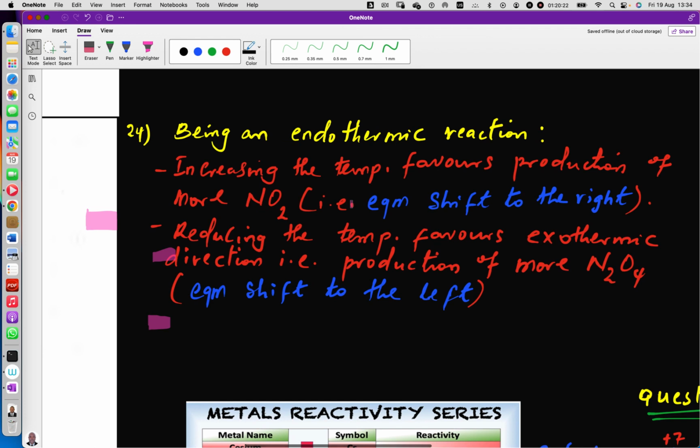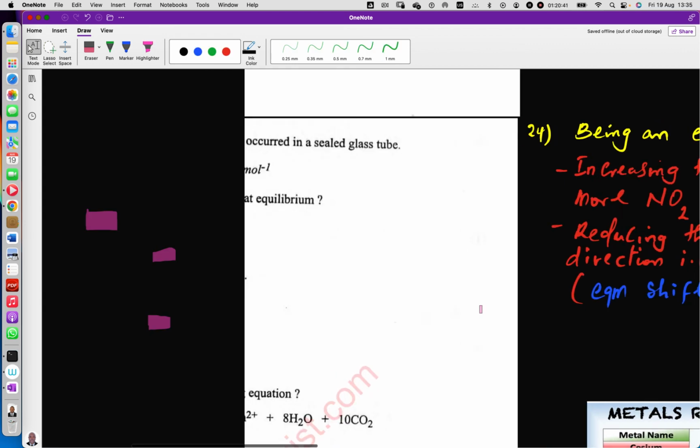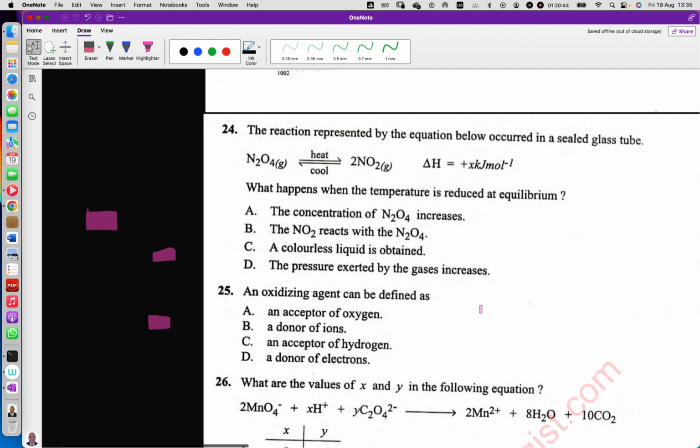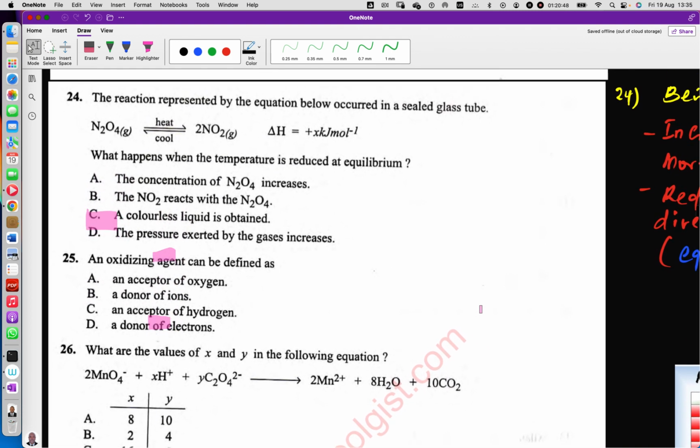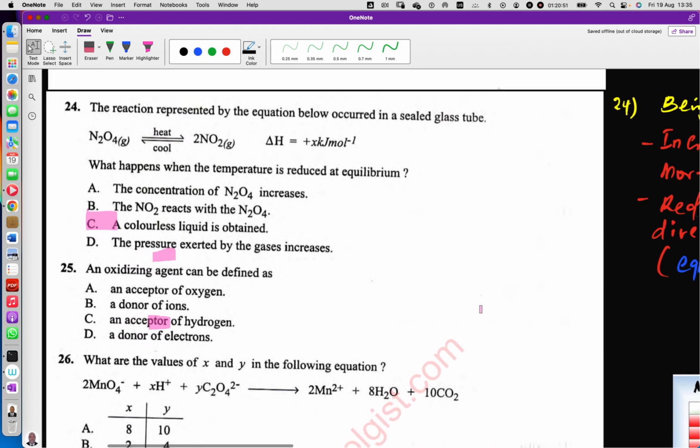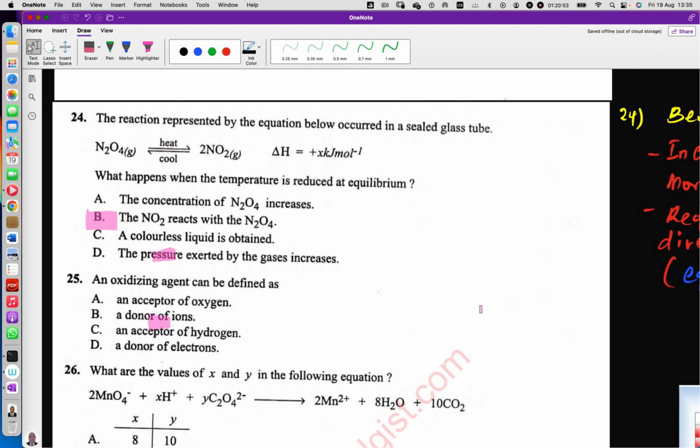Once more, being an endothermic reaction, increasing the temperature favors the production of more NO2. Equilibrium shifts to the right. Reducing the temperature favors the exothermic direction. Production of more N2O4 is an equilibrium shift to the left. So our answer for 24 is A.